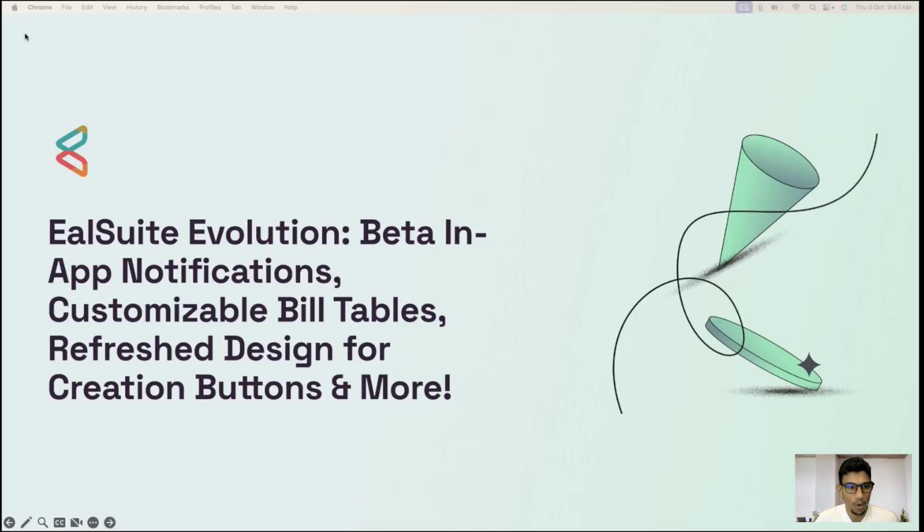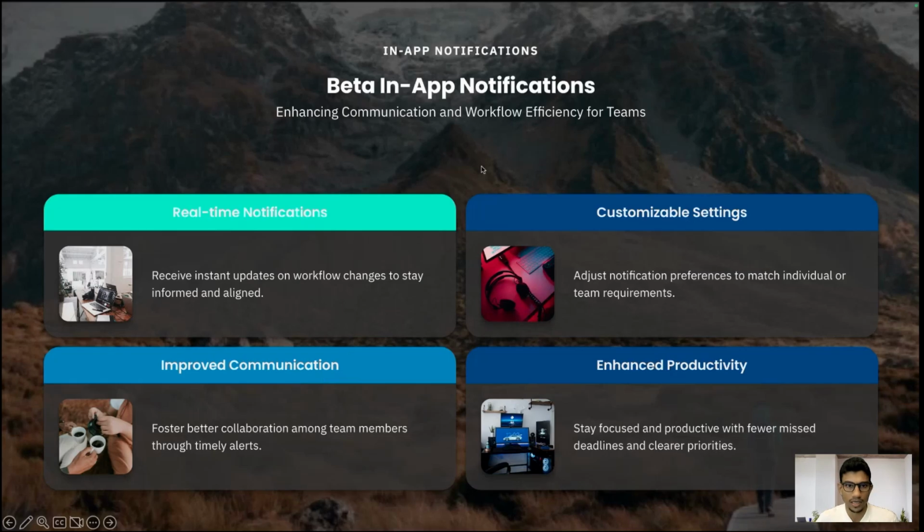Okay, so we'll go back to our slides. Yes. Beta in-app notification, enhancing communication and workflow efficiency for the teams. We have enabled this in terms of workflow. Real-time notifications: you can receive instant updates on your workflow changes to stay informed and aligned. Customizable settings: you can adjust the notification preferences to match the individual or a particular team requirement. You can foster better communication among team members through timely alerts, and we can stay focused and productive with fewer missed deadlines and clearer priorities. All right, so we will get started on the beta in-app notification and see how it works.